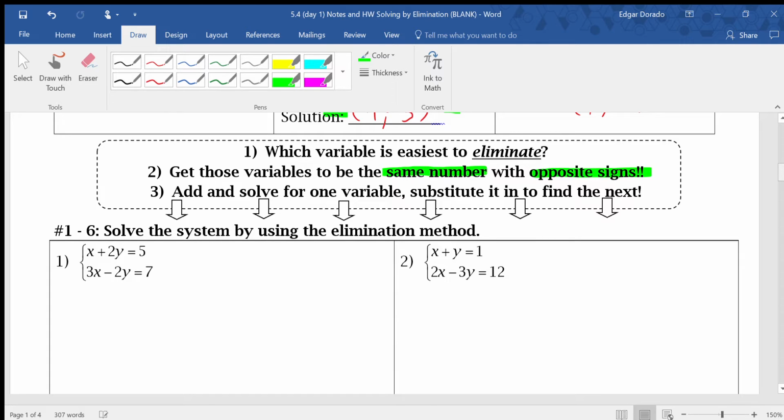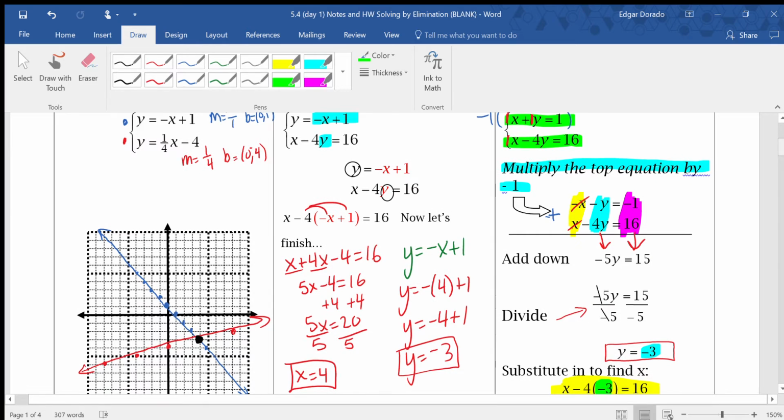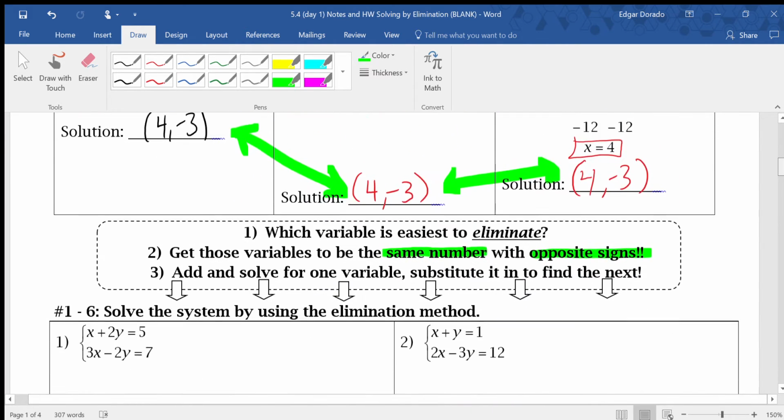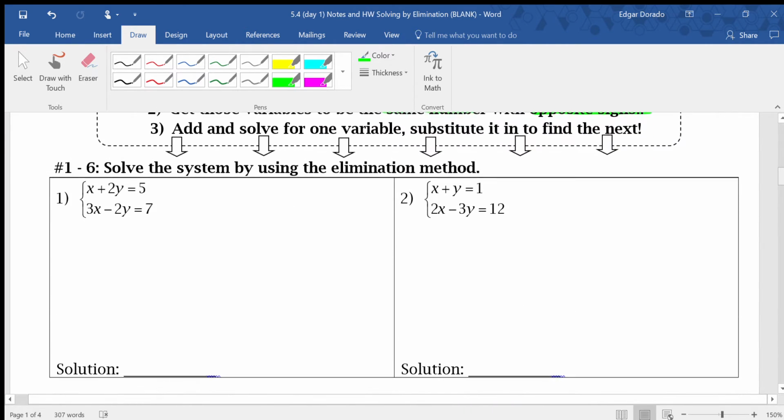So again, the coefficient of my x's here were both 1s. Well, we did half of what step 2 told us to get them to be the same number, but we need to also get them to be exact opposites. That's why I multiplied by a -1. Okay, and then finally step 3 says add and solve for one variable and substitute it in to find the next. So again, a lot of stuff here, guys, but it's going to be very easy once we actually get practicing on this.